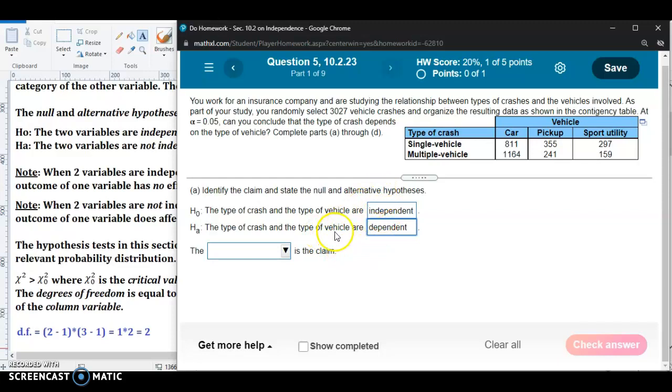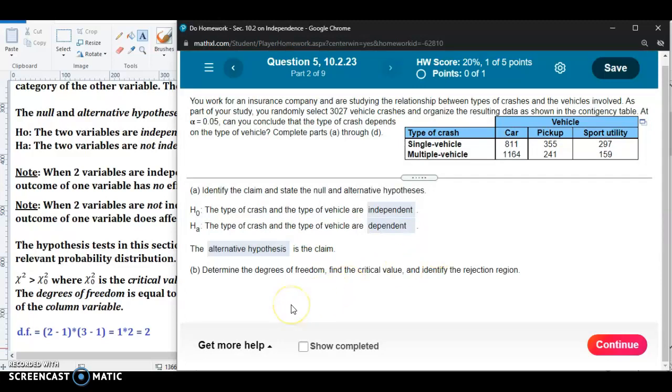And then the claim is represented by the alternative hypothesis. Because it says, can you conclude that the type of crash depends on the type of vehicle, so it's very clearly the alternative hypothesis, that's the claim in the problem.